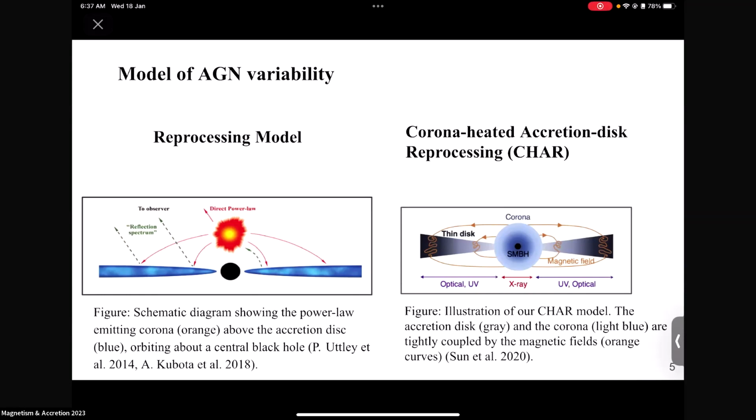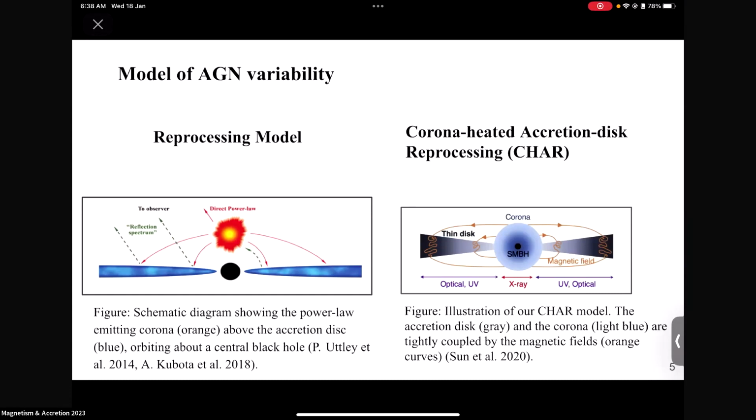There are some models that describe the AGN variability, and here I will explain two of them. The first one is the reprocessing model on the left. In the center, there is a black hole, above it the corona is shown in orange, and the accretion disk is shown in blue. The corona emits X-rays, and these X-rays get absorbed by the accretion disk, which reprocesses them from UV to infrared. This reprocessing model is able to explain many observational facts and also the temperature profile of the accretion disk.